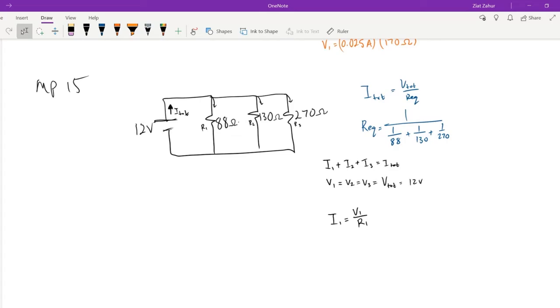All right, and we'll do one more, mastering physics number 16. All right, is this the one you wanted, Chris? Did you finish this one up?